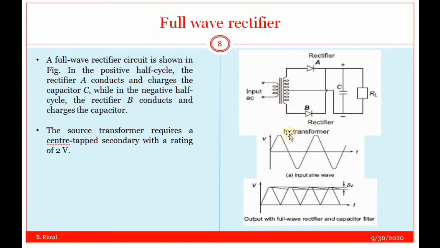the input sine wave, and C is used as a capacitor, as a filter, and similarly RL is the load, or you can say it is a test object. If we are using that generated high voltage in testing, RL is a test object. For the positive half cycle, rectifier A will conduct, and for the negative half cycle, rectifier B will conduct and charges the capacitor.